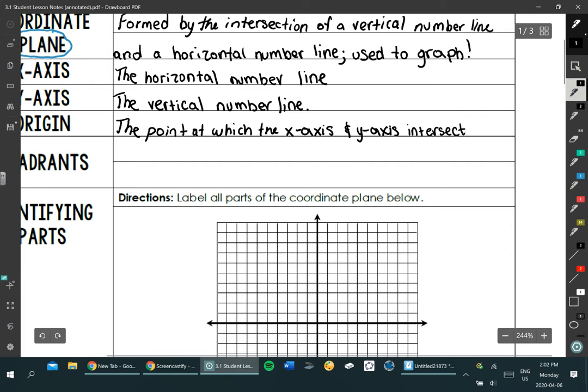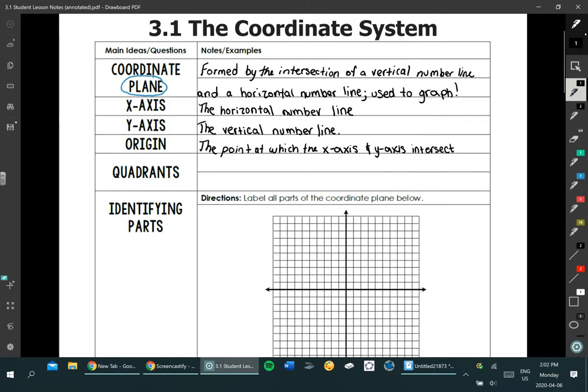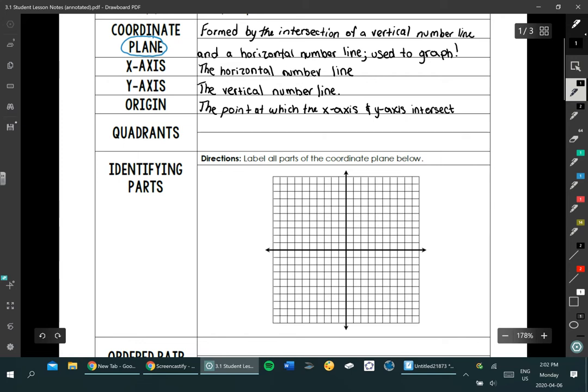Okay. And quadrants, well, you can see when we create this number line, we actually divide our grid into 4 different regions. So quadrants are the regions created by the intersection of the x and y axis.